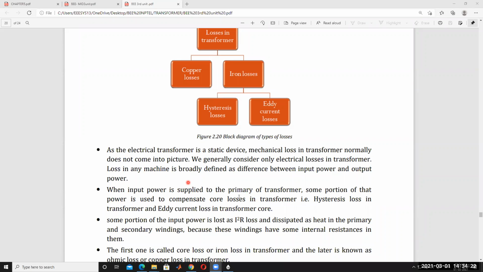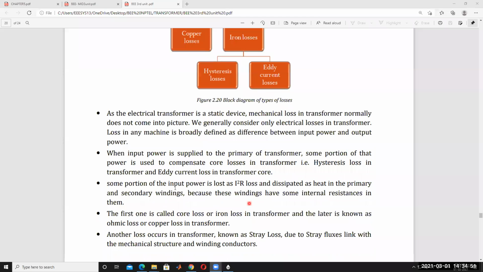When input power is supplied to the primary of the transformer, some portion of the power is used to compensate the core loss in the transformer. That is called hysteresis loss and eddy current loss in the transformer core. Both of these losses occur in the transformer core only. These losses consume some power, so the input power is not exactly equal to the output power practically, but ideally both are the same. Some amount of power is wasted in the transformer core.